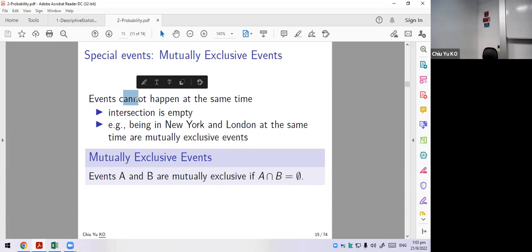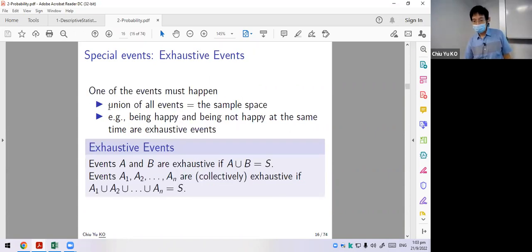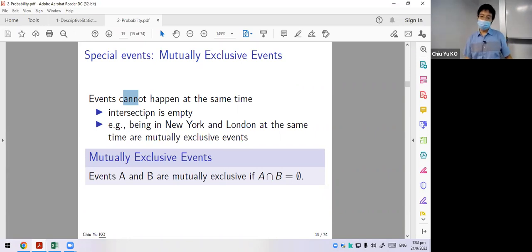So let's see an example. In terms of rolling a die, even number and odd number are mutually exclusive. I hope that's clear.